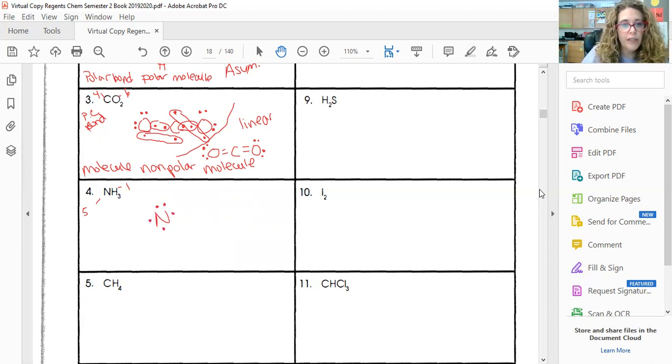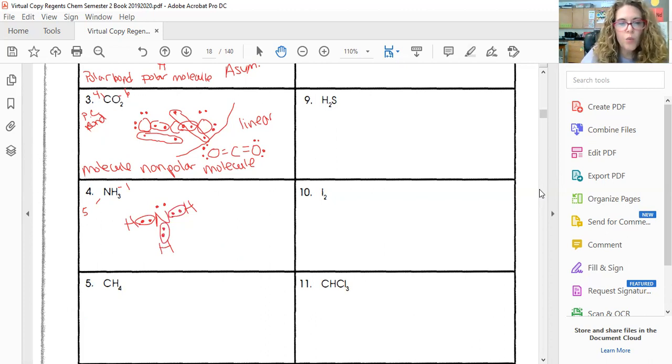And notice how convenient. It has 3 open spots, and I have 3 hydrogens to place. So there's my one hydrogen with its one valence electron. There's my second hydrogen with its one valence electron. And there's my third hydrogen, with its one valence electron. And so now I'm going to circle my unpaired electrons. And so I've made 3 bonds for nitrogen.